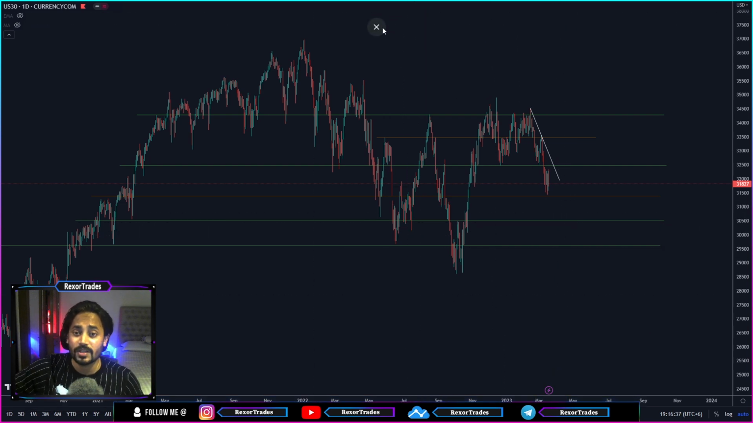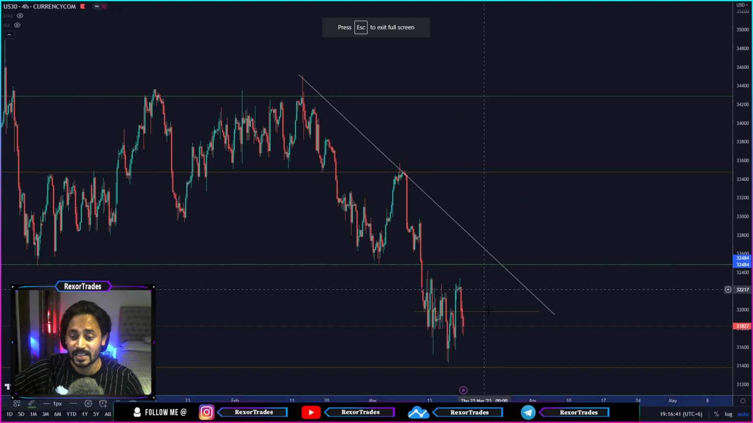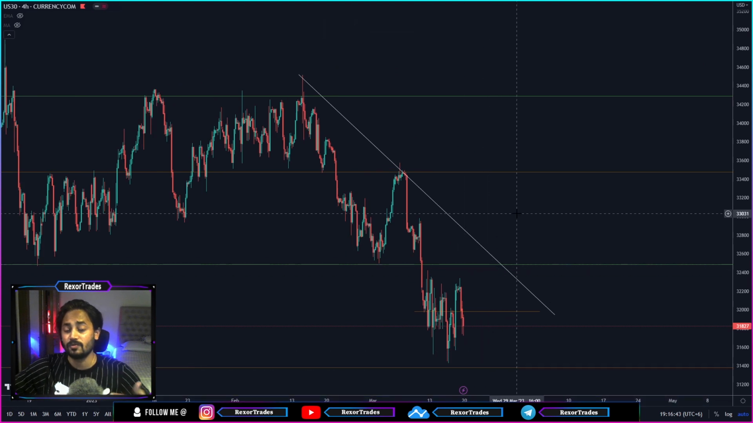So let's wait to see in which direction US30 makes a breakout from this resistance and this support level, and then look for trades on a higher time frame point of view by looking for trades on the shorter time frame. So that's my analysis on US30 in multiple time frames for the upcoming week.